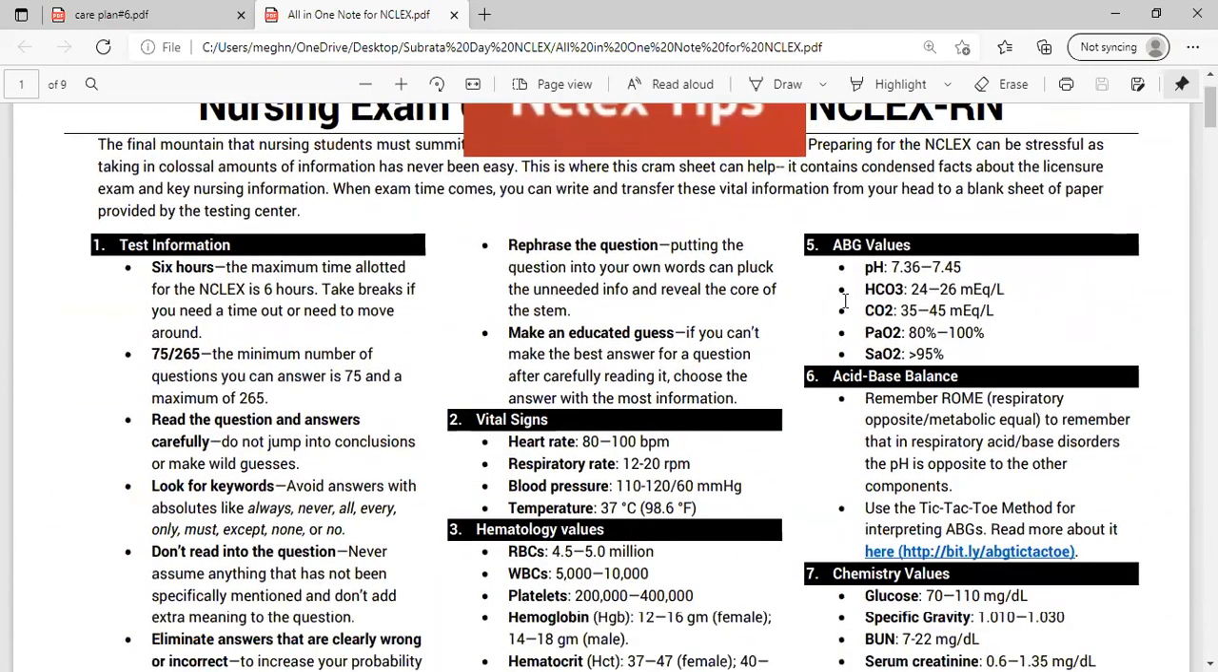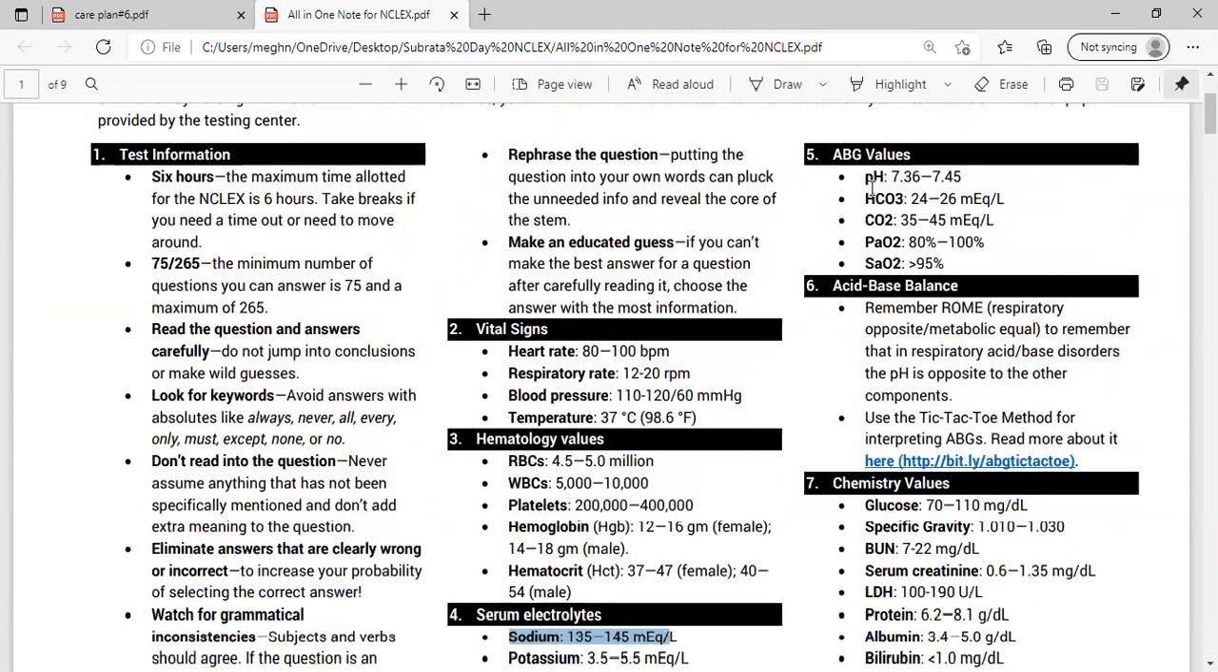Next, blood gas analysis. pH is normally 7.35 to 7.45. If it is less than 7.35, we call it acidic. If it is more than 7.45, we call it basic or alkaline. Bicarbonate ion is 24 to 26 milliequivalents per liter. Bicarbonate is a marker of metabolic problems, either metabolic alkalosis or metabolic acidosis.